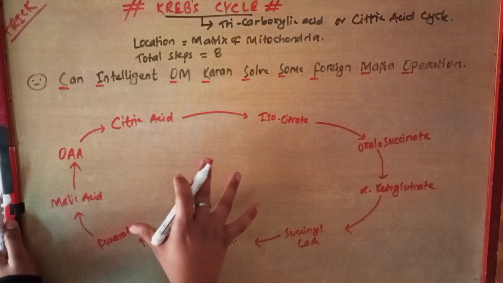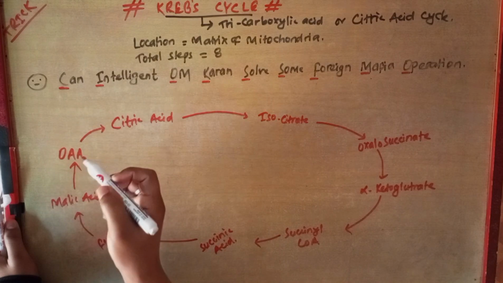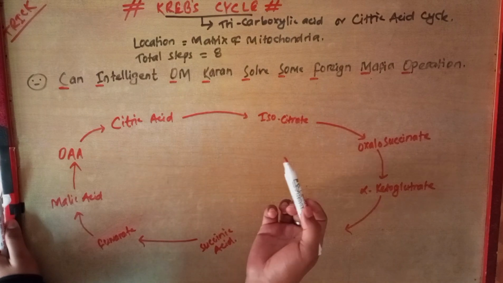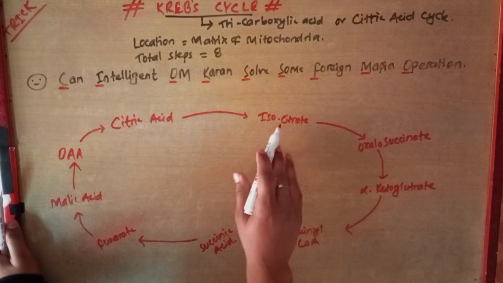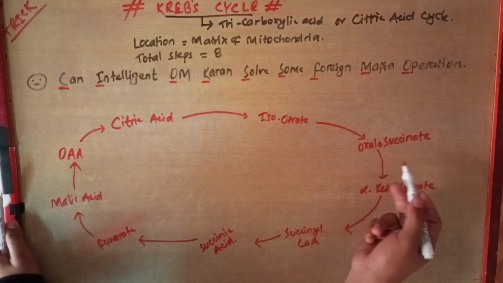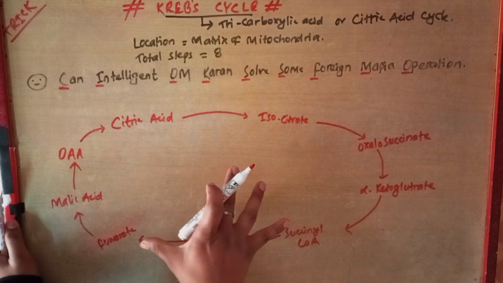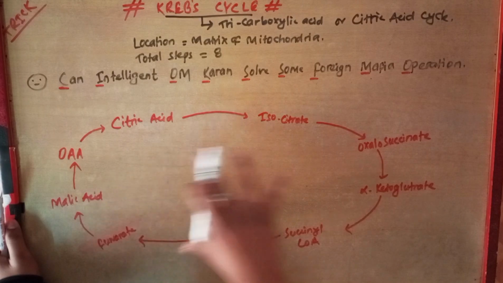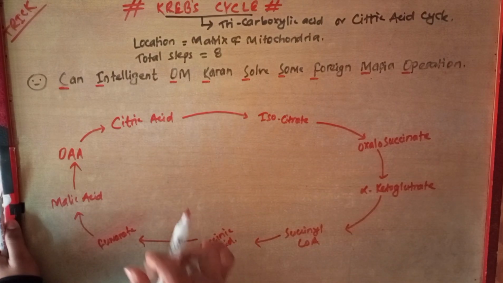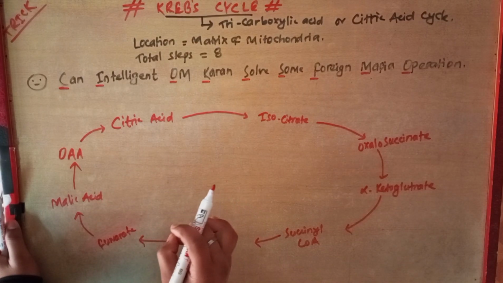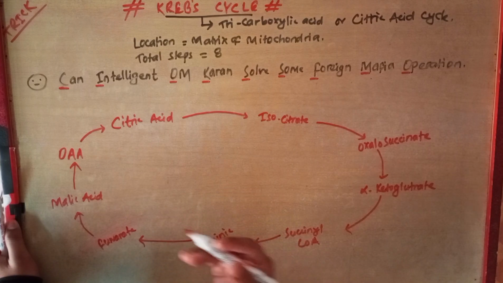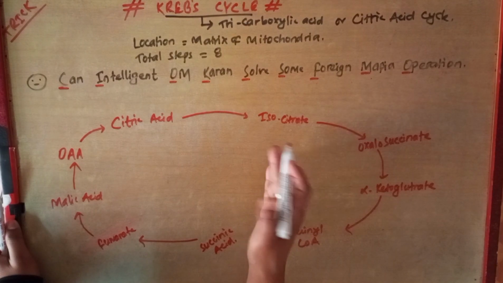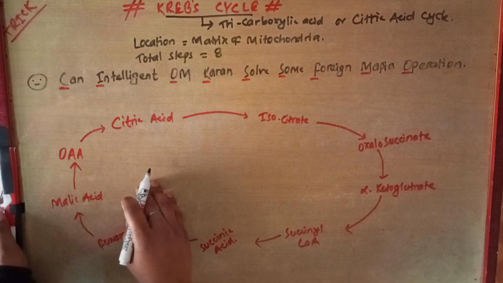This is only the elaboration of the trick: C means citric acid, I means isocitrate, that is, citric acid changes into isocitrate, which changes into oxalosuccinate. So this is the elaboration of the trick to remember the names. These are the important names, and now I'll provide you the enzymes involved and the process that helps to change citric acid to isocitrate and so on.